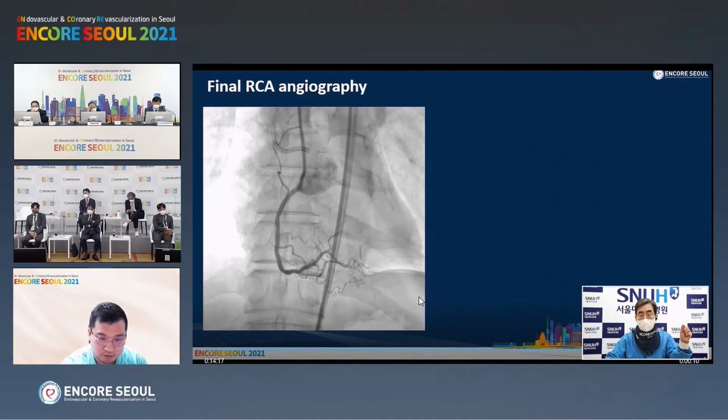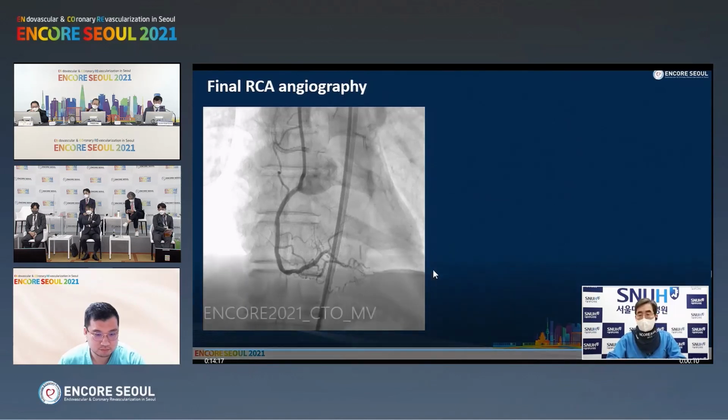Yeah, I have a comment. After externalization, we have very strong backup, so we can push the balloon and stent. But in this case, we don't use our antegrade extension guiding catheter.